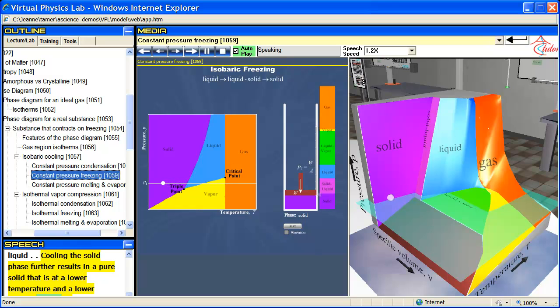You can now drag the slider or the piston itself to change the condition of the substance, and observe how that affects the 2D and 3D phase diagrams and the piston cylinder simulation. When you wish to continue with the lecture, press the play button at the very top.